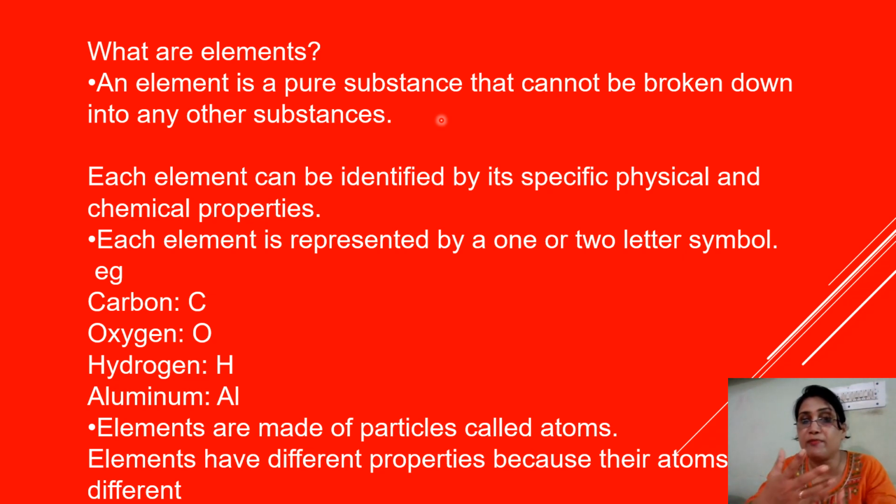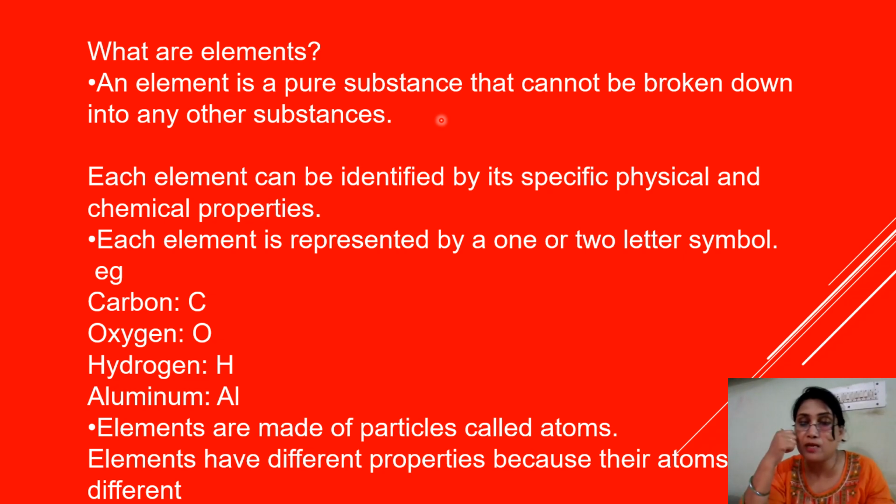Now, what do you understand by physical and chemical properties? Suppose I take gold. Gold has physical properties: its color is yellow, it is shiny, it is very costly, it is not easily available, and it is very malleable, meaning you can make a thin sheet out of gold. It is also very ductile, meaning you can make a thread, even a thread of gold. So that is its physical character.